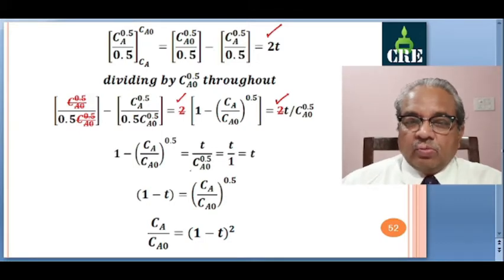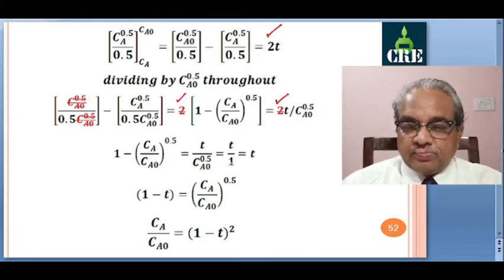Now my Ca0 value is also 1, so we get this as t by 1, t. Transferring the sides, 1 minus t on this side and this minus sign transfers to the other side, so we get Ca by Ca0 raised to 0.5. I want the Ca by Ca0 term, so I will square both sides. So Ca by Ca0 will be 1 minus t whole square.